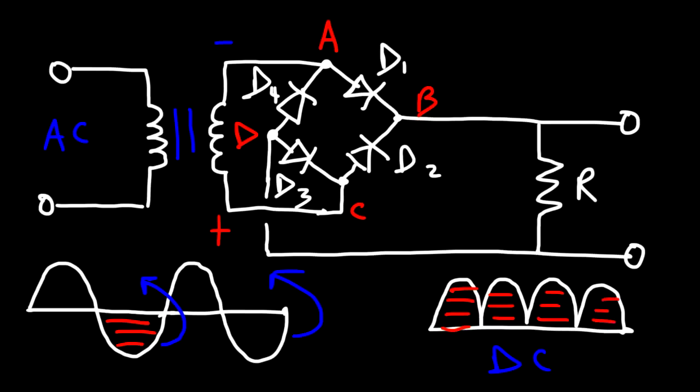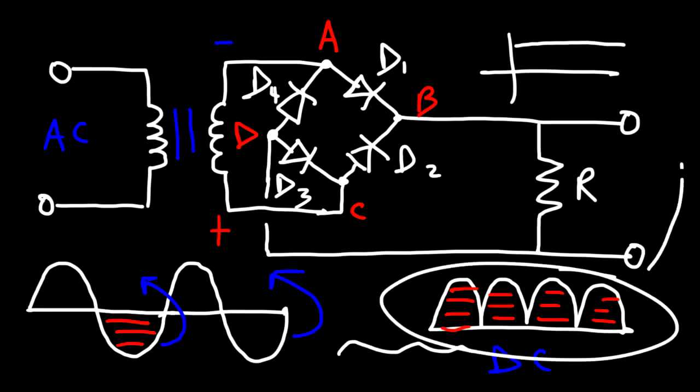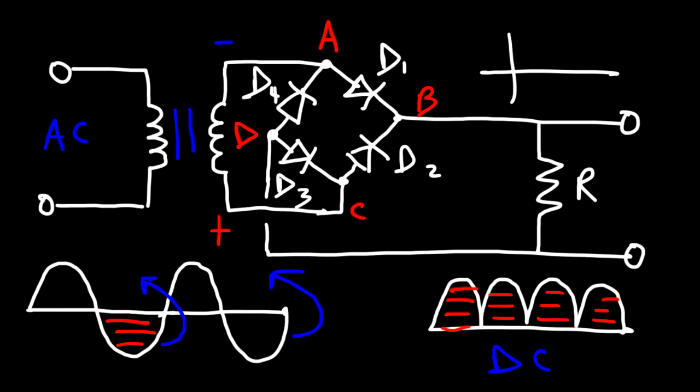Now, when designing a power supply circuit, what you want to do is get a nice, consistent DC signal. Ideally, you want a signal to be like this. You want it to be as smooth as possible. You don't want a pulsating DC wave. So how can we convert this pulsating DC signal into a more smooth DC signal? What elements can we add to this circuit to basically reduce the variations in voltage that we see at the output?